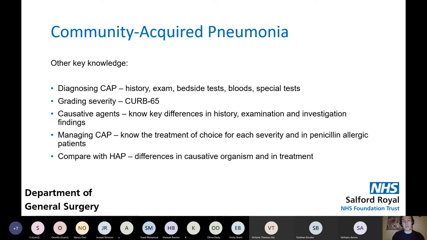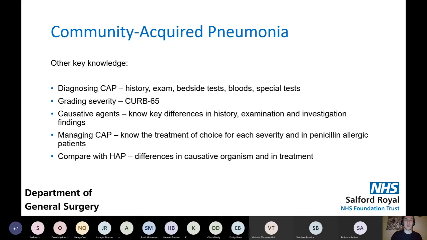2 to 3, you're looking at getting them into hospital, and 4 to 5 are going to need to be in hospital, and they're going to need IV antibiotics in order to treat it. Know roughly what that corresponds to for people that can take penicillin and people that can't take penicillin.